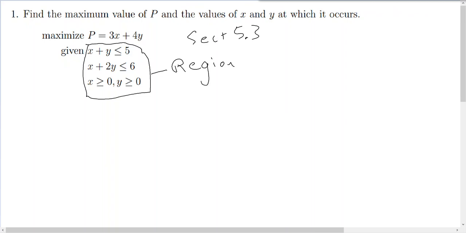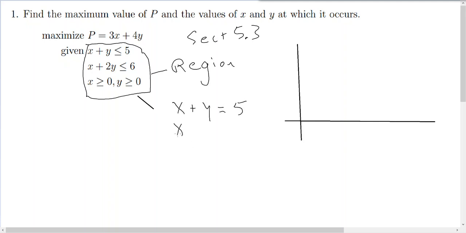Get my line tool out here. To do that, you need to draw the system, right? x plus y equals 5, and then x plus 2y equals 6. So let's draw these lines. And also you need to note that x is greater than or equal to 0, y greater than or equal to 0. The non-negativity constraints tell you to focus your attention on the first quadrant.